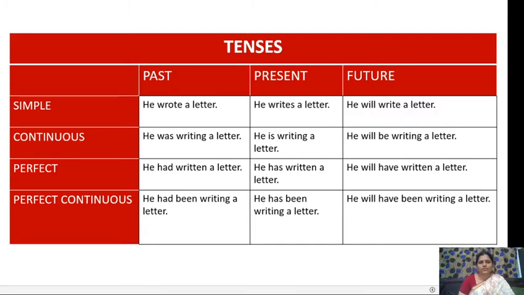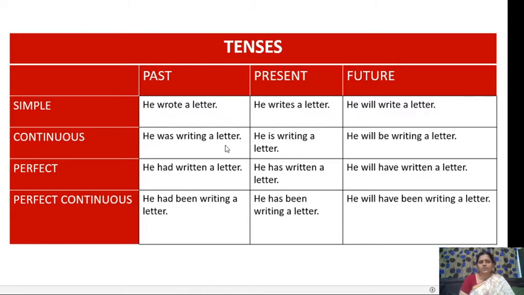And we have different forms for each and every type of tense. That is simple form, continuous form, perfect form, and perfect continuous form. So, for example, see here, I have taken one single sentence in all the different forms of the tenses. So, this is the basic tense, that is, he writes a letter. He writes a letter. This is in present form. And he wrote a letter is in simple past, and he will write a letter is in simple future.